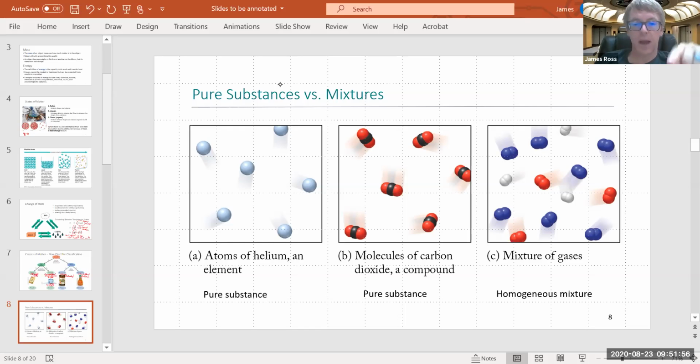Looking at item B, we're told this is carbon dioxide. So the black sphere is carbon. The red spheres are oxygen. So carbon dioxide is CO2.